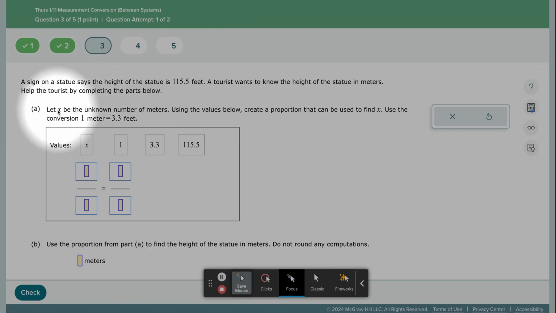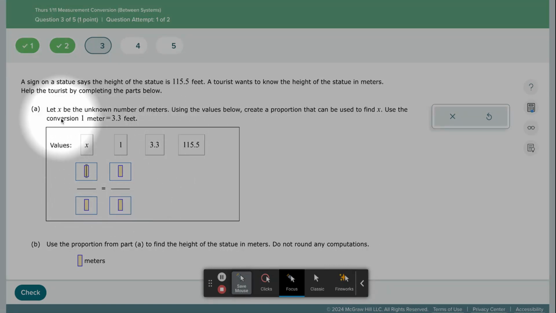So let X be the unknown. Well, what are we trying to figure out? We're trying to figure out meters. Okay, that's why the problem at the bottom asks how many meters. That's what we need to find out. So let X be the unknown of meters, and then use the values given, right, to fill in your proportion.